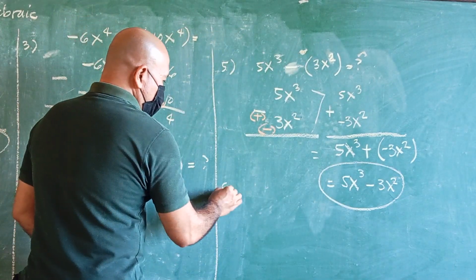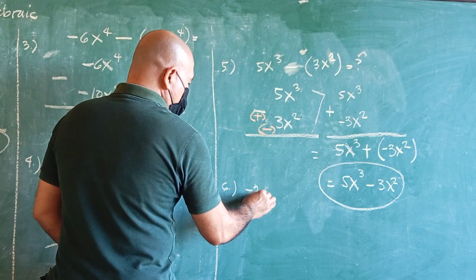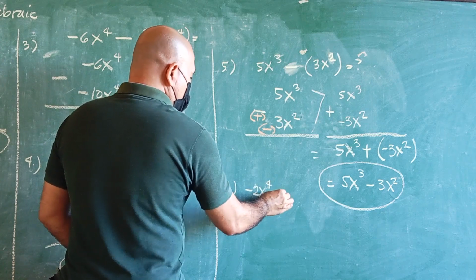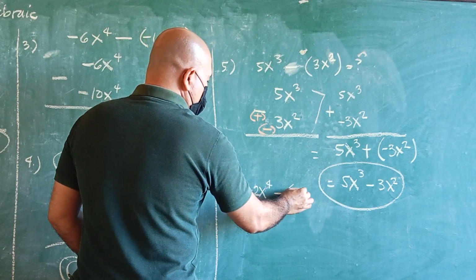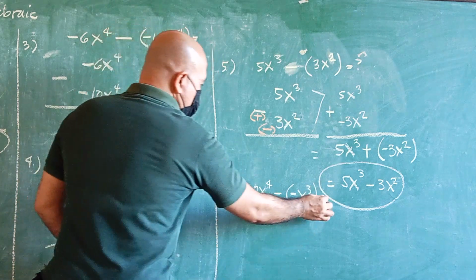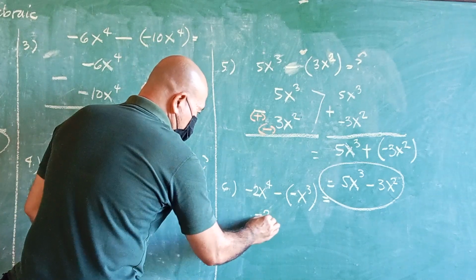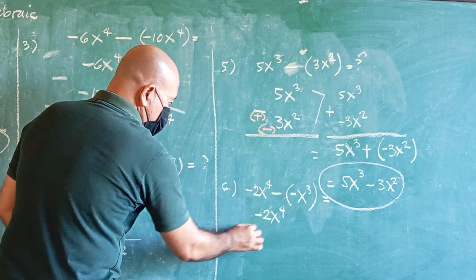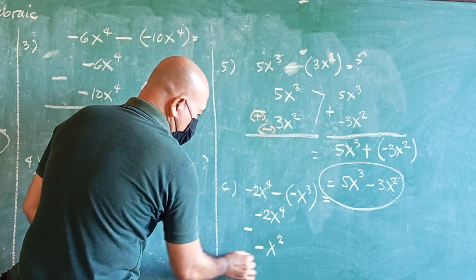How about this one? If you have negative 2x raised to the power of 4 minus negative x raised to the power of 3. Okay, what is the answer? So for vertical arrangement, this will become negative 2x raised to the power of 4 and then minus and then negative x raised to the power of 2.